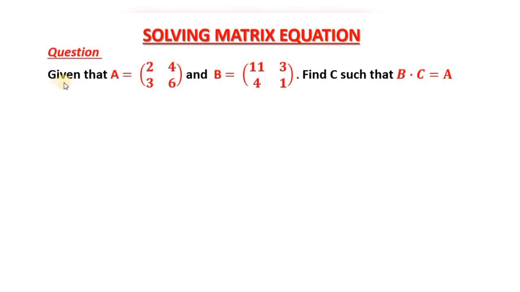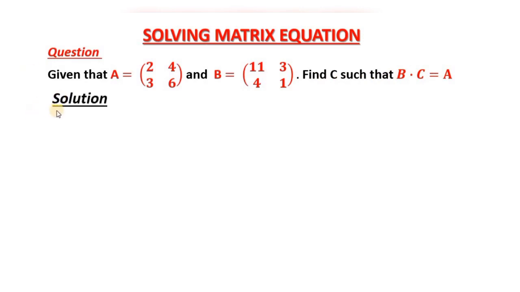Welcome to today's presentation. In this presentation, we're going to learn how to solve matrix equations. The question here reads, given that A is 2, 4, 3, 6 and B is 11, 3, 4, 1, find C such that B times C is A.